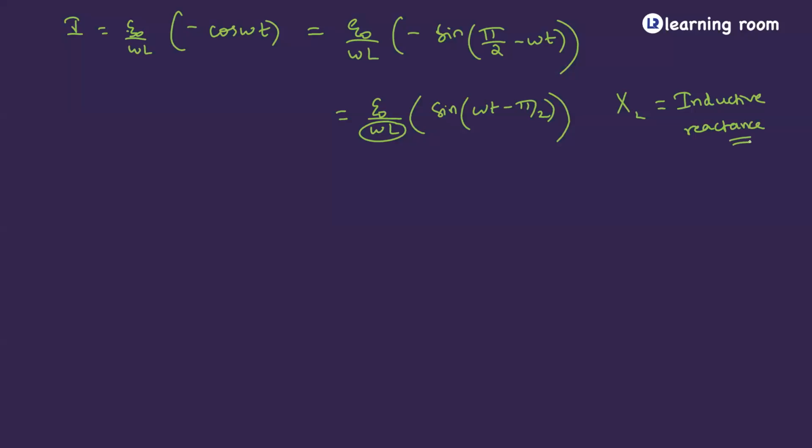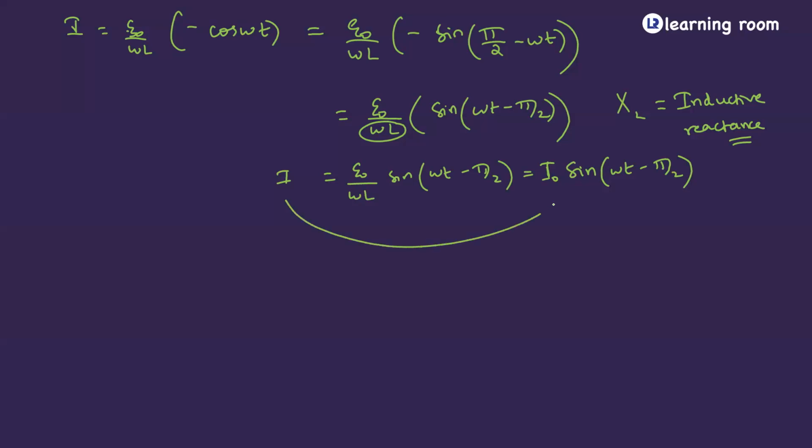So what will happen is this will become E naught divided by omega L into sine of omega t minus pi by 2. This E naught divided by omega L you can take as I naught. So this will be I naught times sine of omega t minus pi by 2. And this is going to be the value of I itself. So in this case, you will get I is equal to I naught times sine of omega t minus pi by 2.